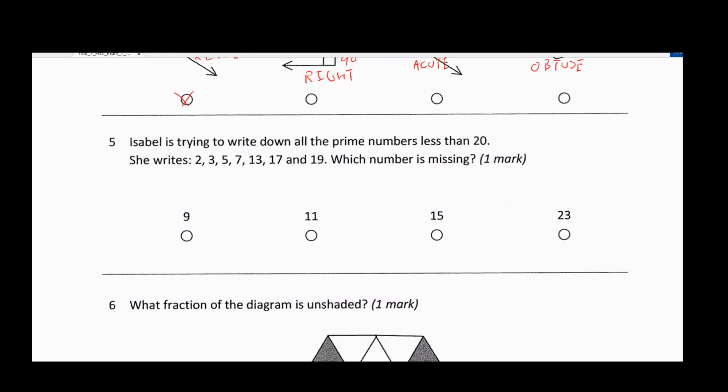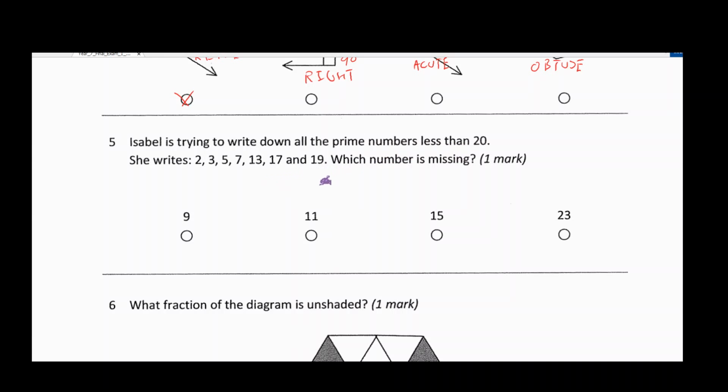Number 5. So we'll change colors now. Isabel is trying to write down all the prime numbers less than 20. She writes down 2, 3, 5, 7, 13, 17, and 19. Which number is missing? So let's have a look.